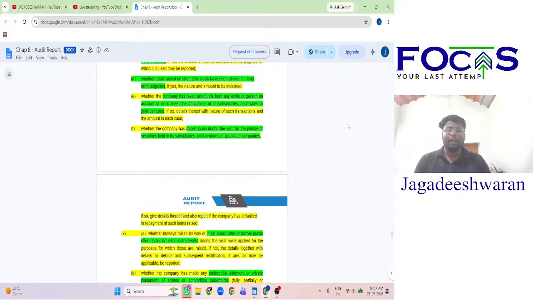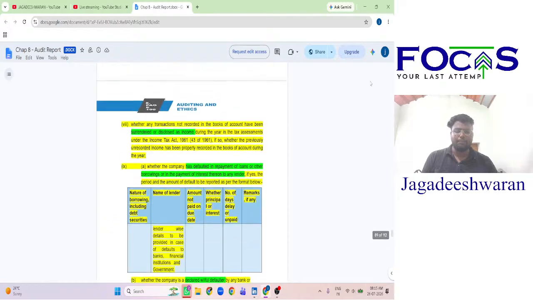So F point: whether the company has raised loans during the year on the pledge of securities held in its subsidiaries, joint ventures or associate companies. If so, give the details thereof and also report if the company has defaulted in repayment of such loans raised. That is, if I am getting loans by pledging the securities of a subsidiary, joint venture or associate company, I have to mention that, and I also need to report whether I have defaulted in repayment of such loans. That is what F point is.